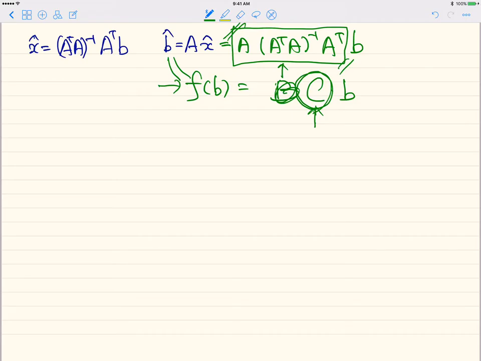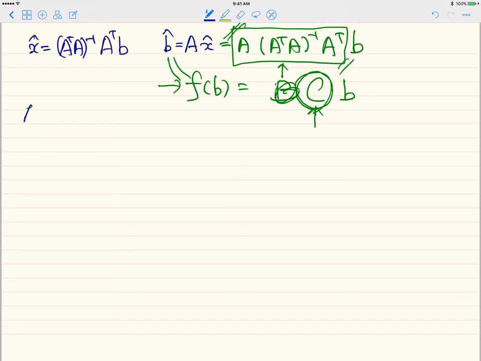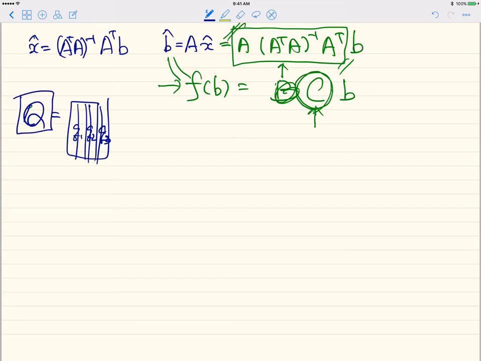And also, let's associate this part with the orthogonal projection thing, or orthonormal matrix thing. Previously, we learned about the orthogonal matrix. So suppose our matrix Q has orthonormal columns. So here, every column has the length of 1, and they are orthogonal to each other. So let's consider this matrix Q.